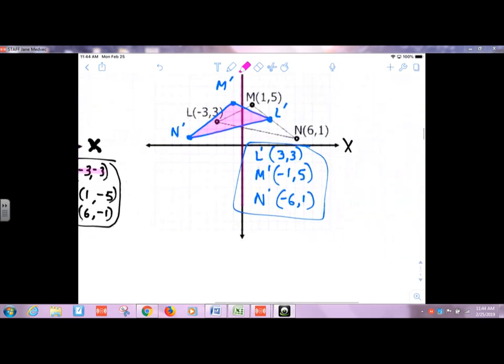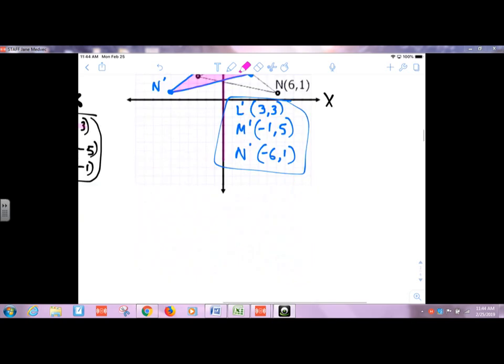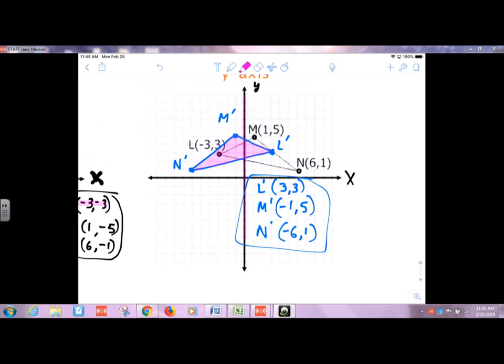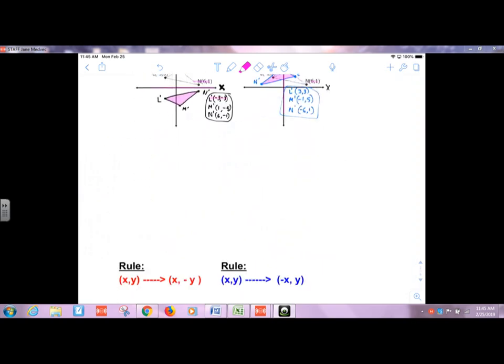When I reflect over the y-axis, the opposite is true. The x is going to be the opposite. Don't think of it as negative, think of it as the opposite. And y is going to stay the same. And so if I take a look at this example and I look at L, which is -3, 3, while my x is the opposite, it's going to be 3, 3, and so forth. All right, let's keep going. And again, you can memorize those rules if they help you, but you do not need to.